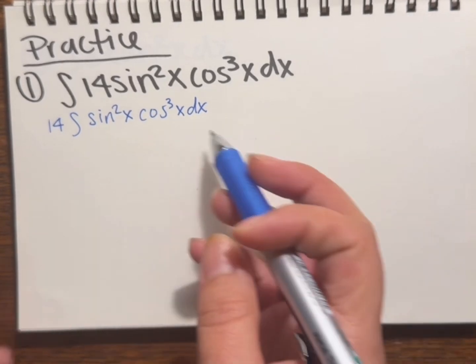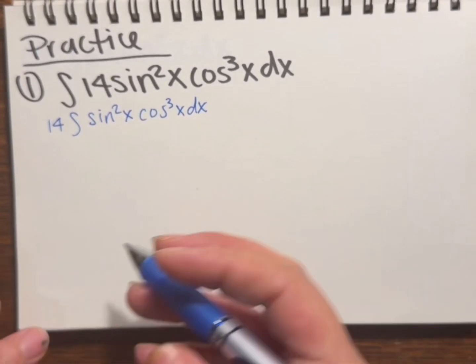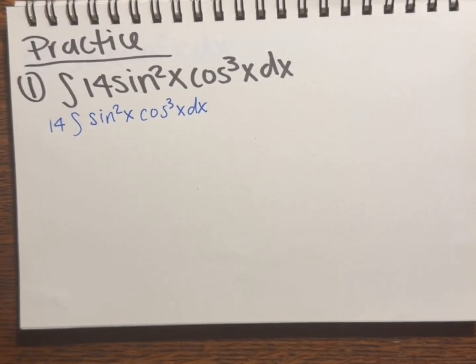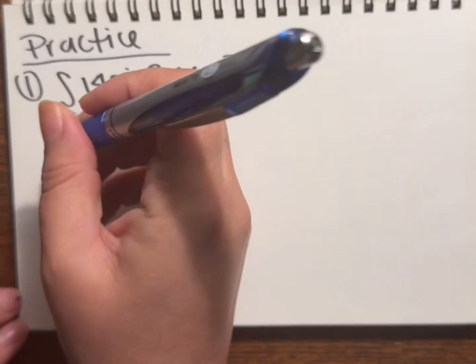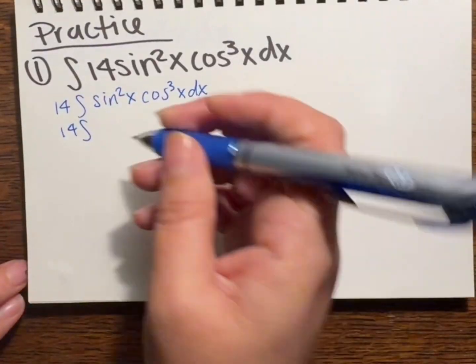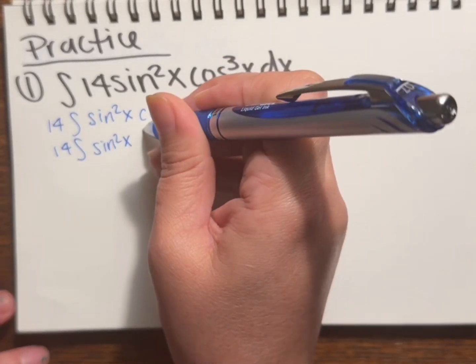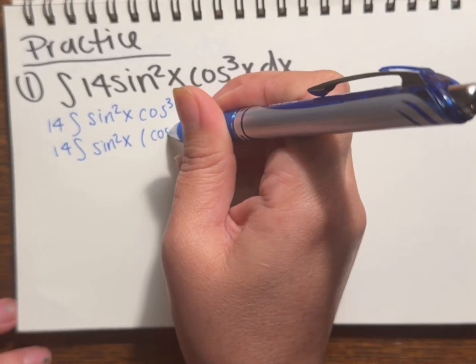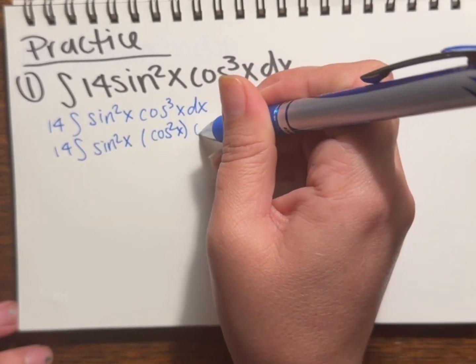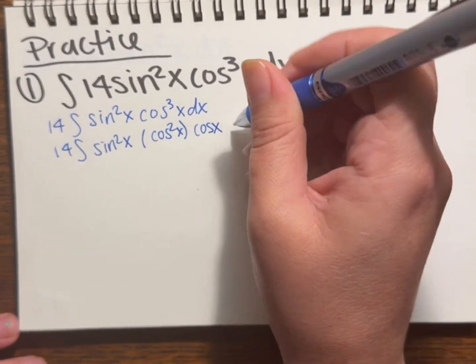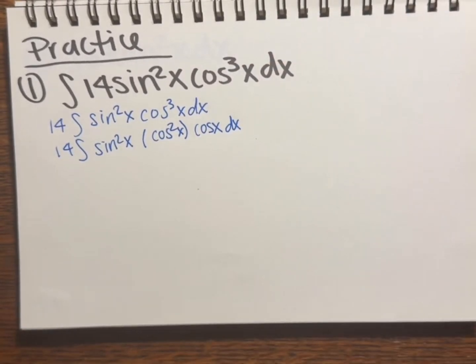So for example, I'm going to break this down so then I could use substitution and the identities. So I'm going to bring down the 14. This stays as sine squared x. And then I'm going to break this down to cosine squared x times cosine x. And right now you're going to see why this is helpful. I'm going to be using u substitution now.